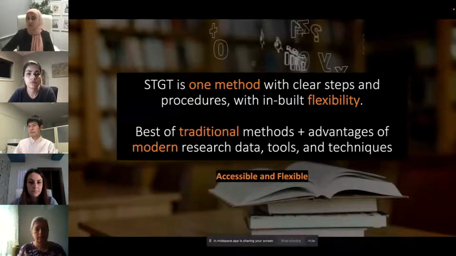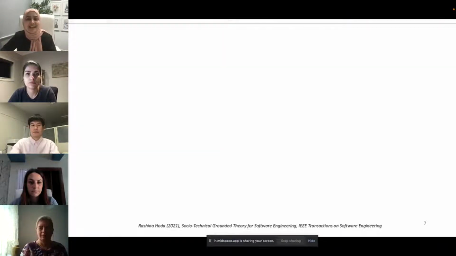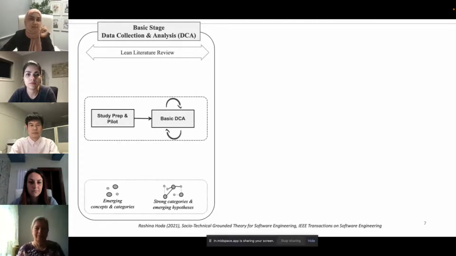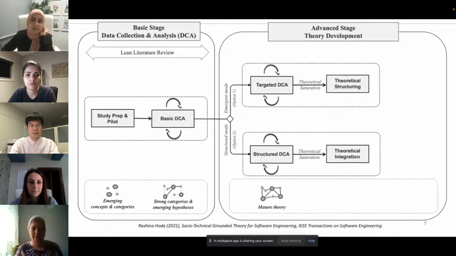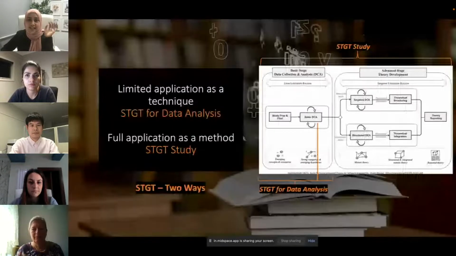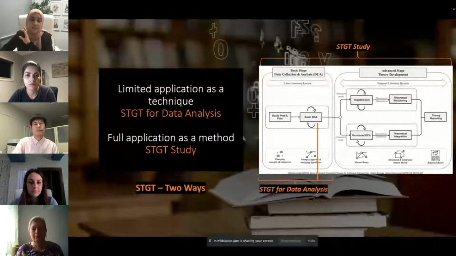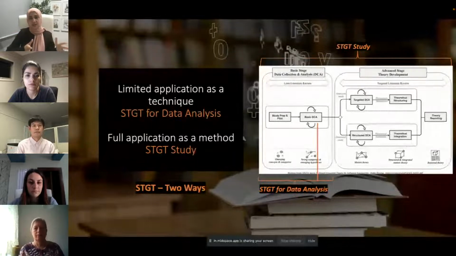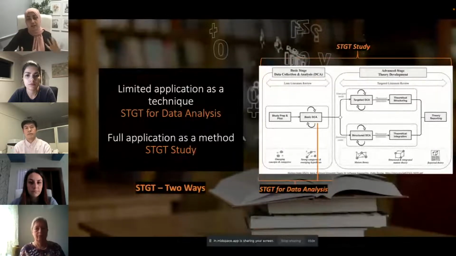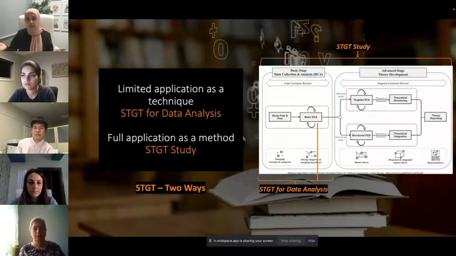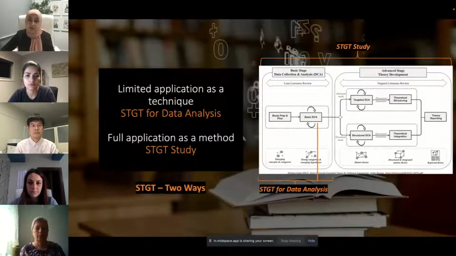Gosh, this four minutes is going really fast. And this here is the method. Again, I'm not going to be able to go into the details, but the basic idea is there's a basic stage and there's an advanced stage. If you do just the basic stage, you're doing STGT for data analysis. But if you do the entire thing, then that is STGT, the full study, and you're able to define and create theories from there.